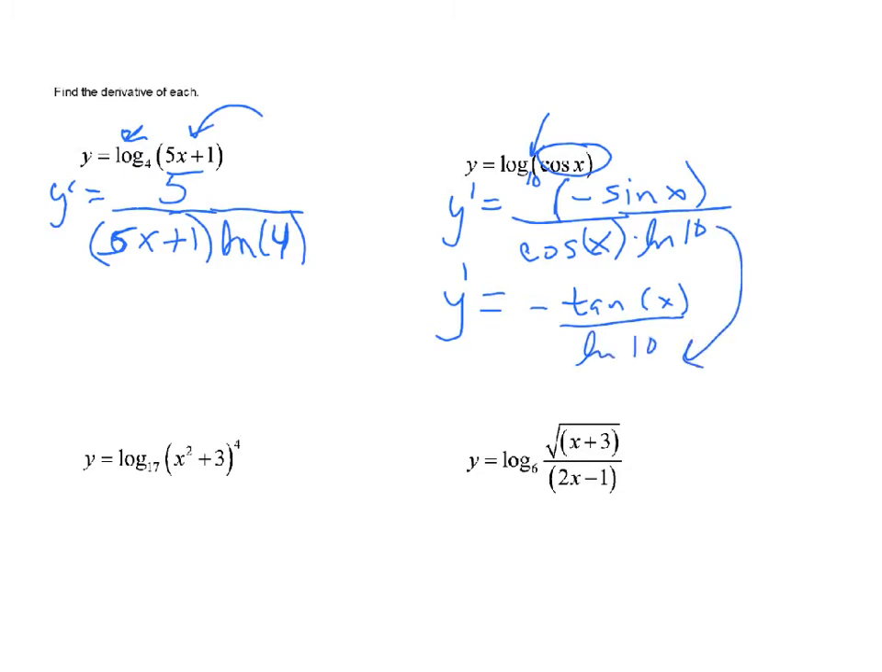Because the ln is still on the bottom. Sine over cosine is tangent. There's a negative involved, that's why it's still negative. But the ln 10 is on the bottom.